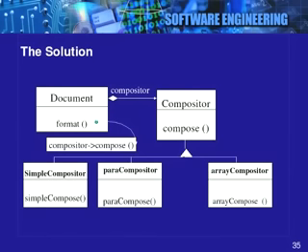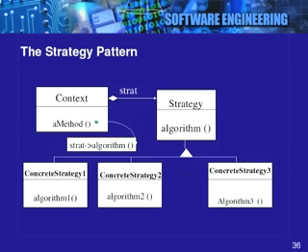And this is your solution. You have a document and you have various subclasses of your compositor. The document contains the compositor, and the compose is implemented in different subclasses. So this is your strategy pattern. You have many strategies, concrete strategy 1, 2, 3, etc. All of them implement the algorithms differently. So this is your strategy pattern.